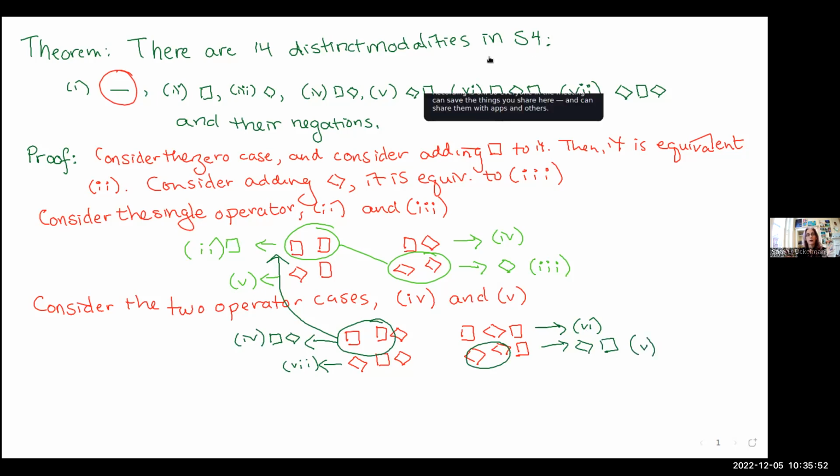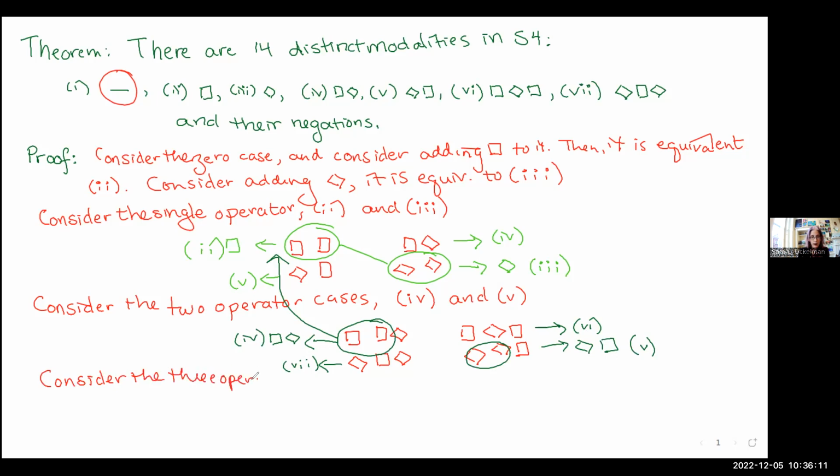So we've looked at all of the possible 2 operator cases and added 1 more operator to them and shown that the result is either in the list or equivalent to something in the list. So finally, we've got the 3 operator cases, and I hope I can get them to fit in here.